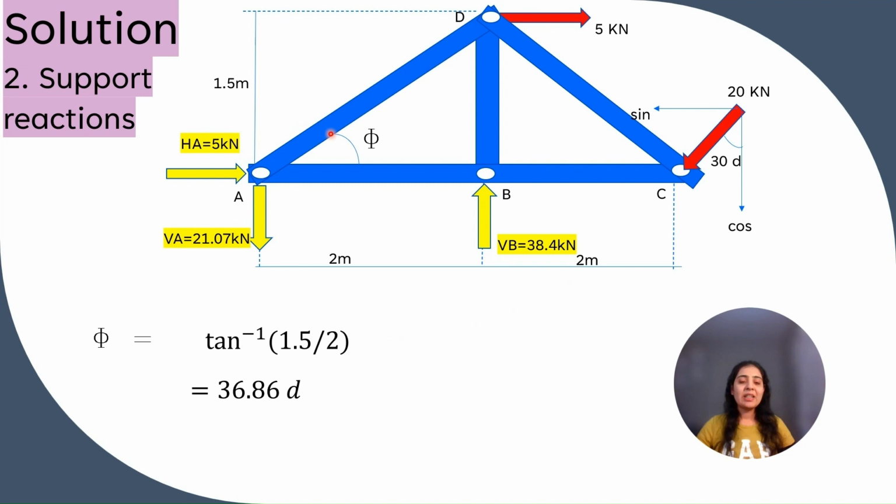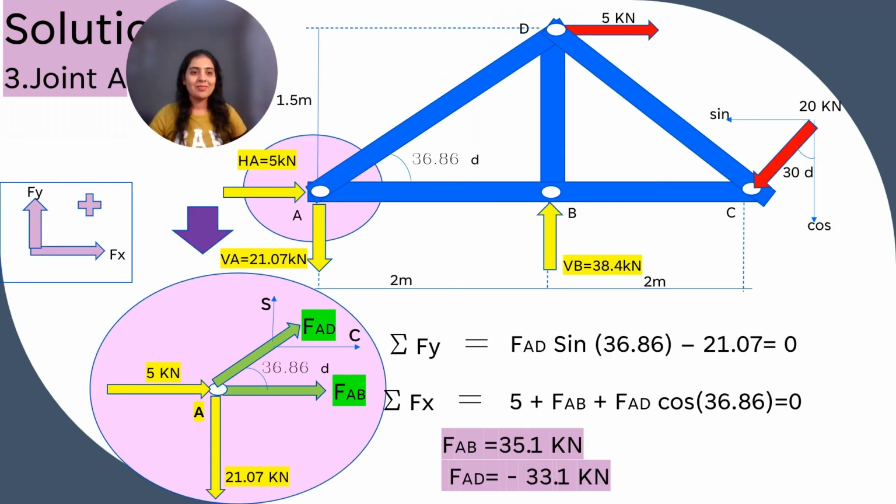Now we will need this angle, that is the slope of the truss. So theta or phi is equal to tan inverse of 1.5 by 2, which is 36.86 degrees. Now, as this is the method of joints, we have to solve joint by joint. So first we will choose joint A.